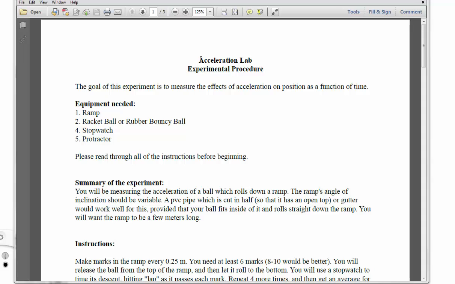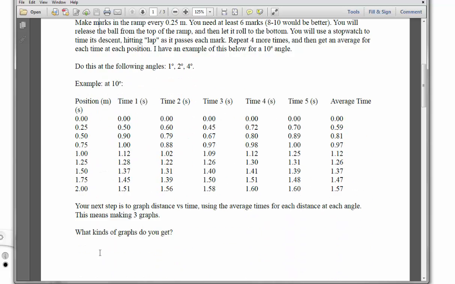So I've put up on the screen the lab instructions that go with this lab. Basically, this is an accelerated motion lab in which you are rolling a ball down a ramp and measuring the position versus time as it rolls down this ramp. So you can see the equipment and summary of experiment and so on.